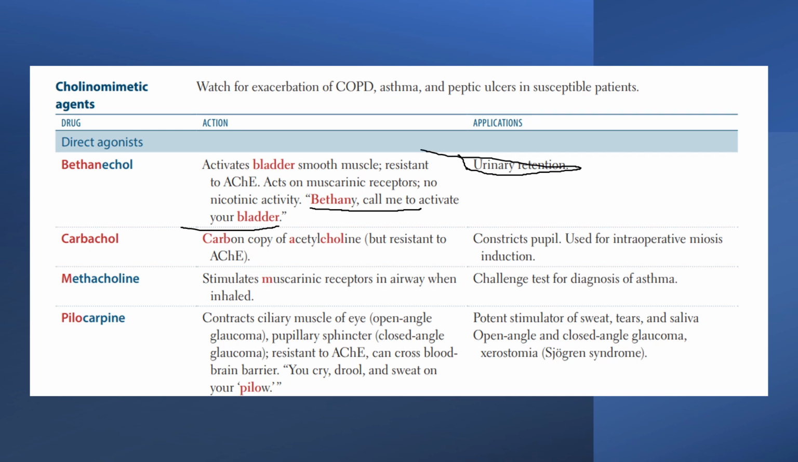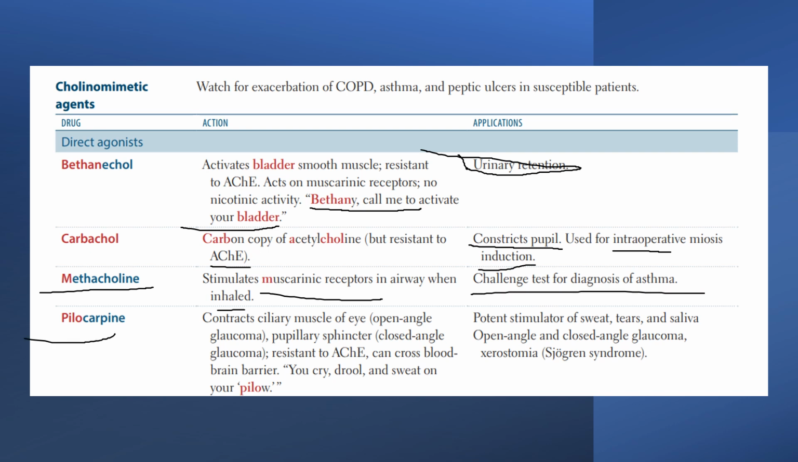Then carbachol. Carbachol is a carbon copy of acetylcholine but resistant to acetylcholinesterase. It is used in glaucoma and for intraoperative miosis induction. In case of methacholine, it stimulates muscarinic receptors in the airway when inhaled, and it is used for the challenge test for diagnosis of asthma.